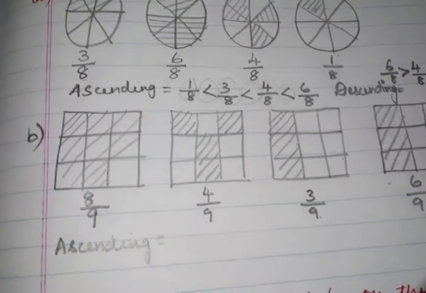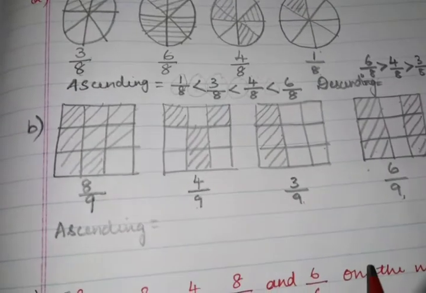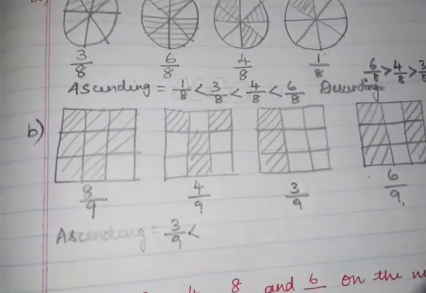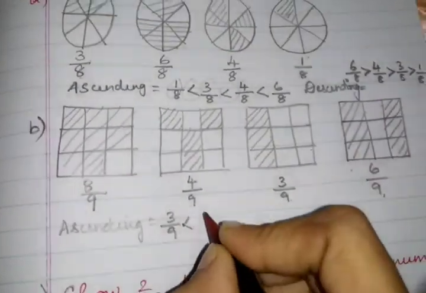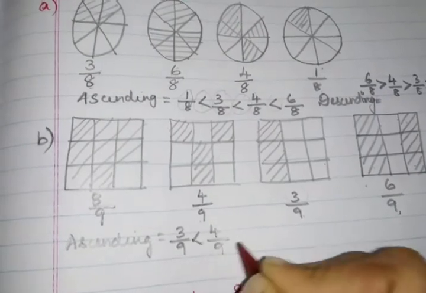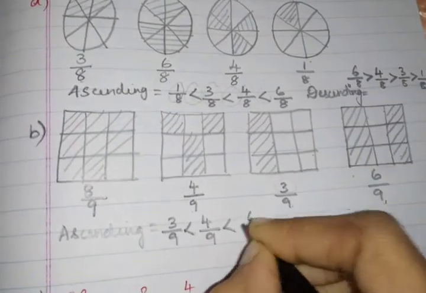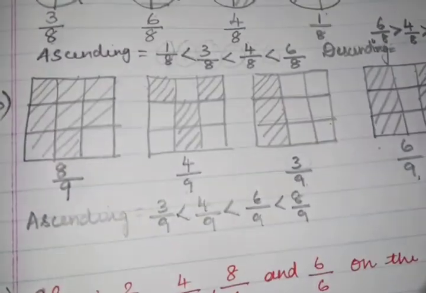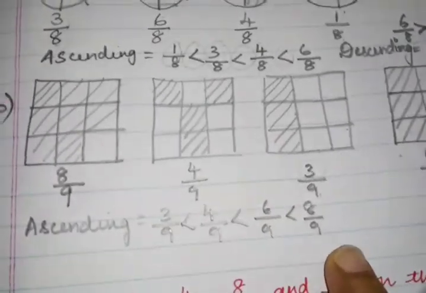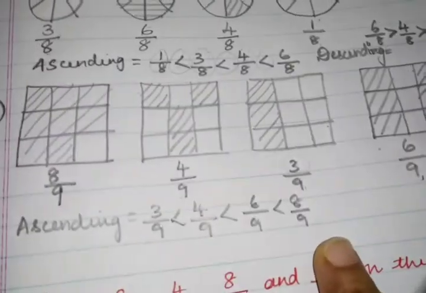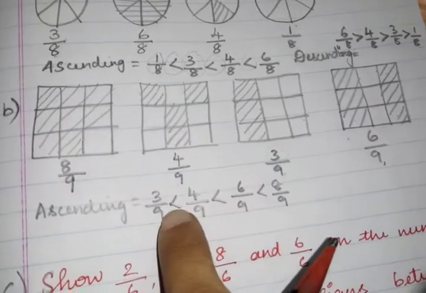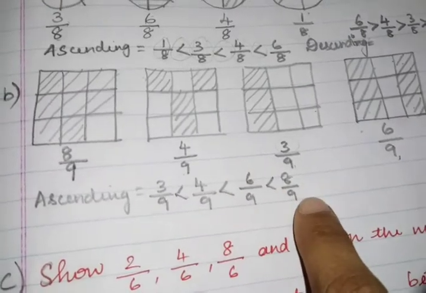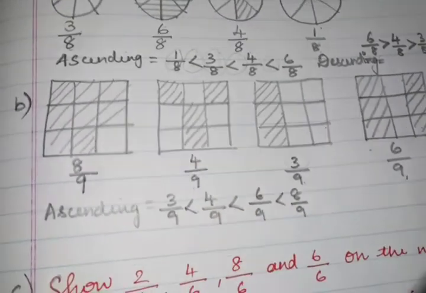So in numerator, which is very small, children, 3, right? So 3 by 9 less than. So the symbol is very important. Next, after that, 4 by 9 less than, 6 by 9 less than, 8 by 9. Okay, so I have arranged these numbers in ascending order. Yes, 3 by 9 less than, 4 by 9 less than, 6 by 9 less than, 8 by 9. Don't forget to put this less than.